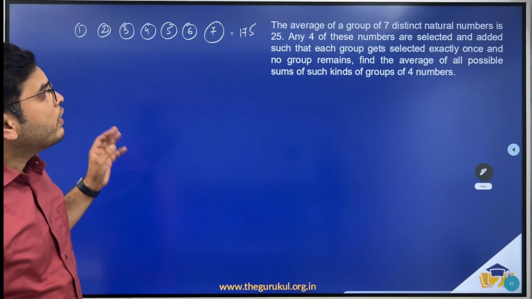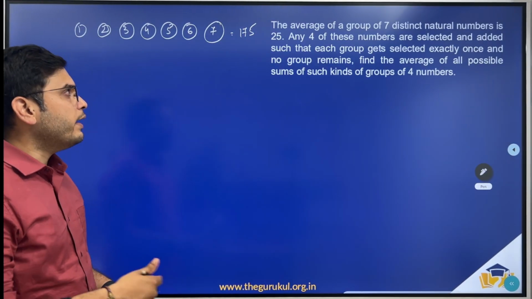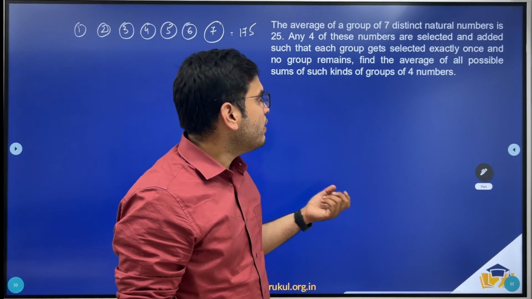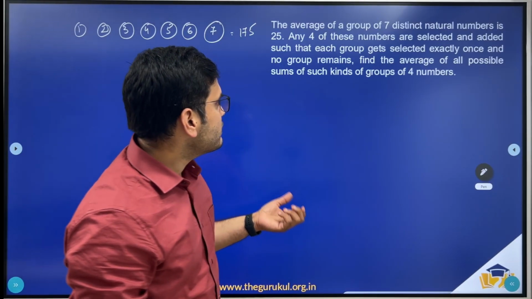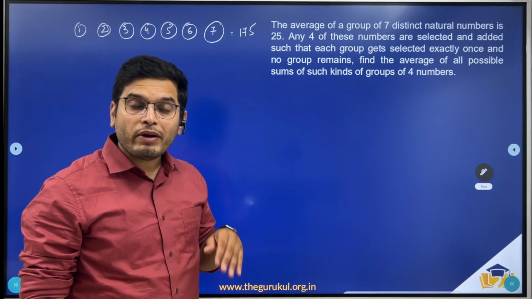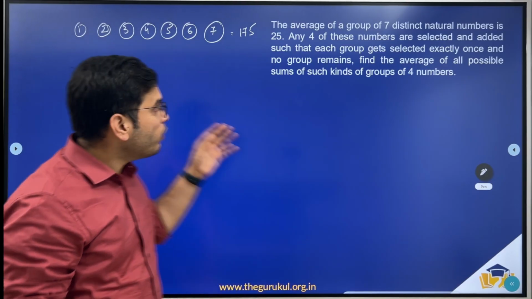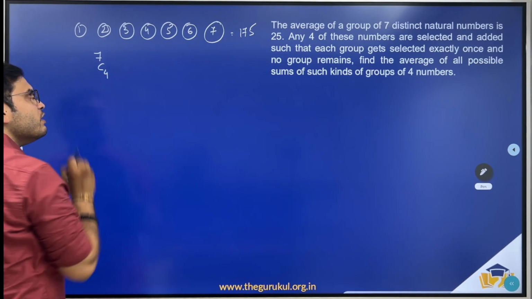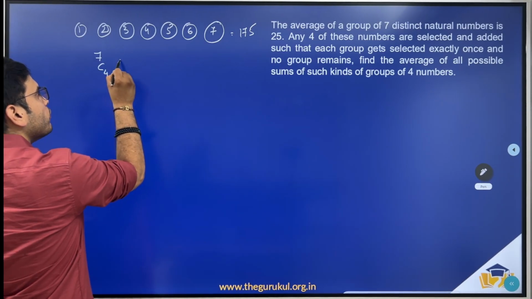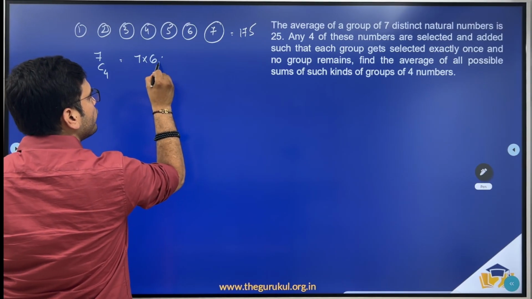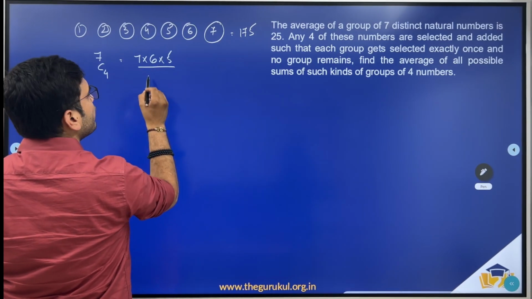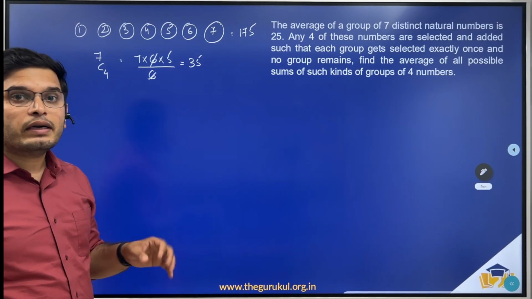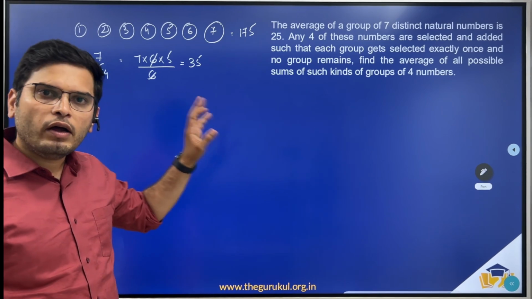Now what was asked? Any 4 of these numbers are selected and added such that each group gets selected exactly once and no group remains. Find the average of all possible sums of such kinds of groups of 4 numbers. Now let's find how many such groups would be there. So you have 7 numbers, out of which you should be selecting 4. So that could be done in 7C4 ways. Now what is the value of 7C4? 7 into 6 into 5 by 6, which is 35. So you'll be having 35 such groups, right? So the number of groups would be 35.